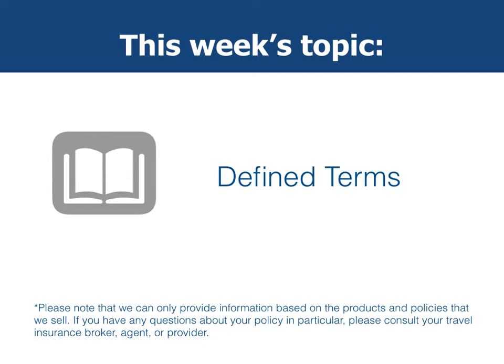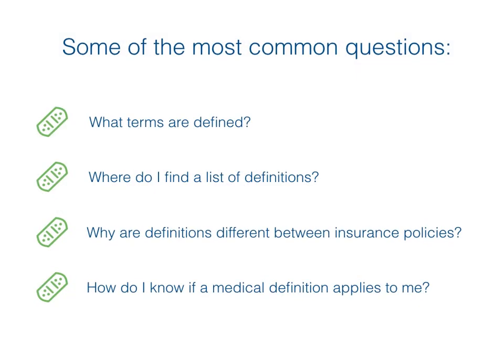This week's topic is defined terms. This is something that gets overlooked a lot when it comes to applications and policies, so we're going to touch on this here. So some of the most common questions: what terms are defined? And where do I find a list of definitions? Why are definitions different between insurance policies? And how do I know if a medical definition applies to me?